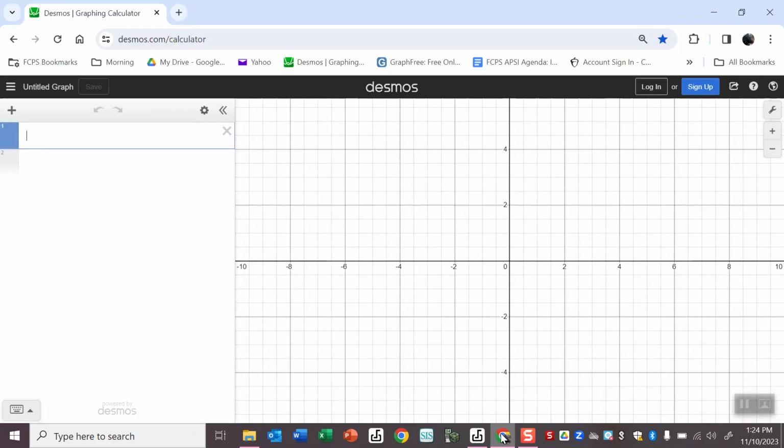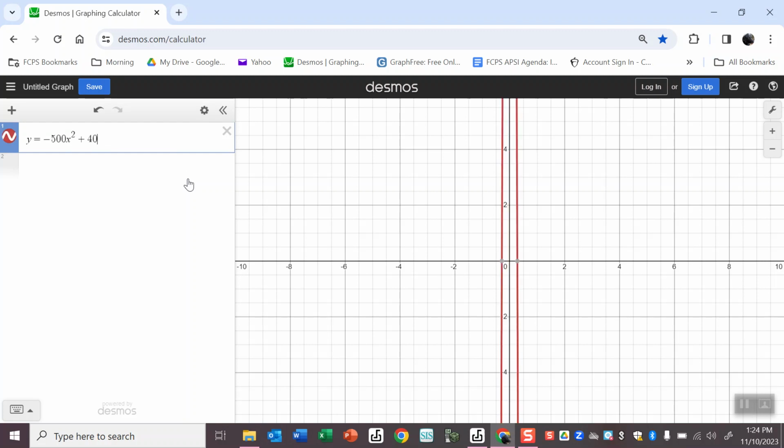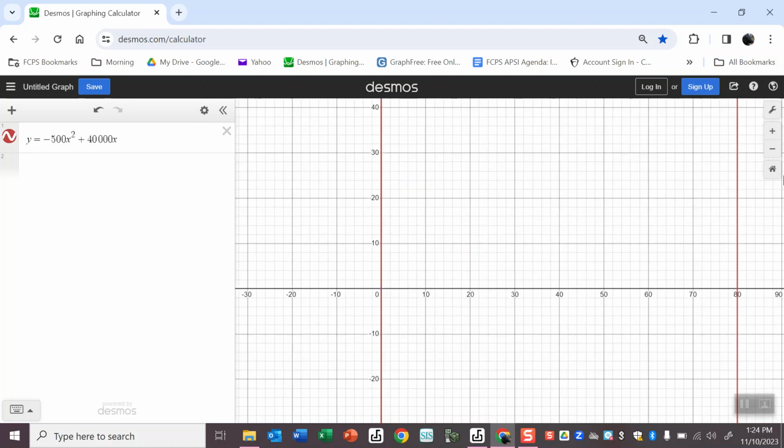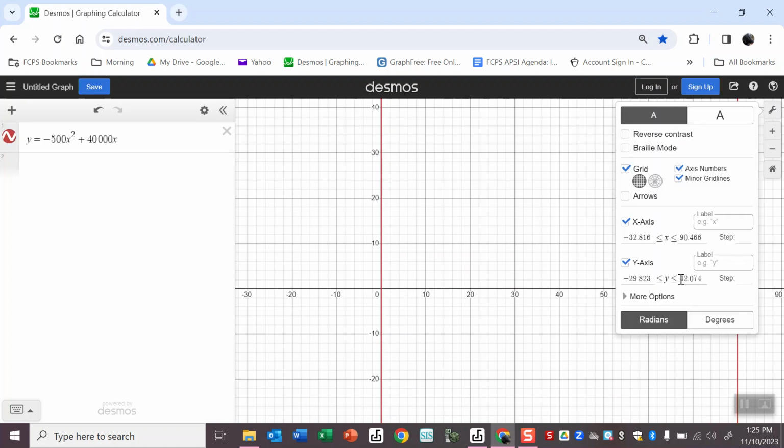Let's go ahead and put that in Desmos. So y equals negative 500x squared plus 40,000x. Okay, I'm going to graph this. Remember, my x value is on the bottom axis. Let me drag this over and zoom out so I can see what it is. All right, that's good. I see it's touching at 80 over here. Let me adjust my height because I need to be a lot higher than this. It's probably a really big number.